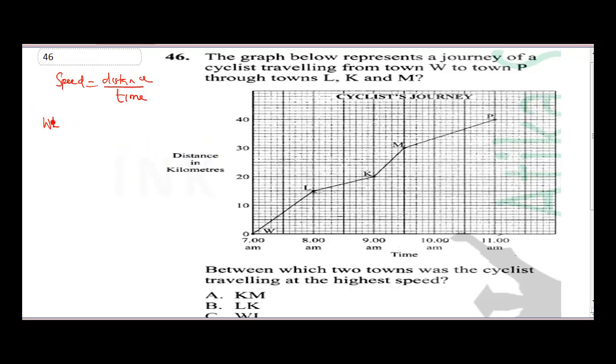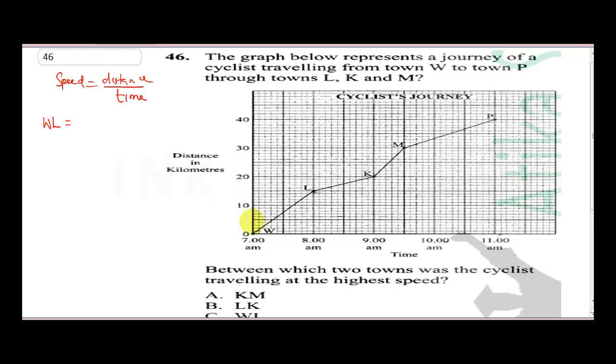W and L. What is the speed? Now watch. This is 0, this is 10, this is 20. This is the distance in kilometers. Here is 7, this is 8, 9, and the time interval between one box is 30 minutes. So this place is 1 hour. From 7 o'clock to 8 o'clock is 1 hour.